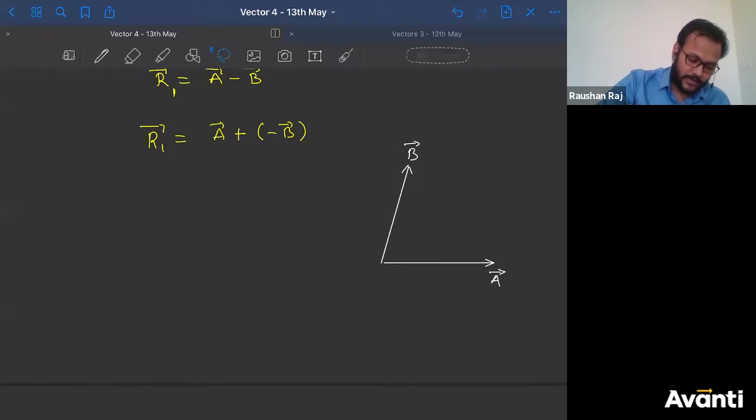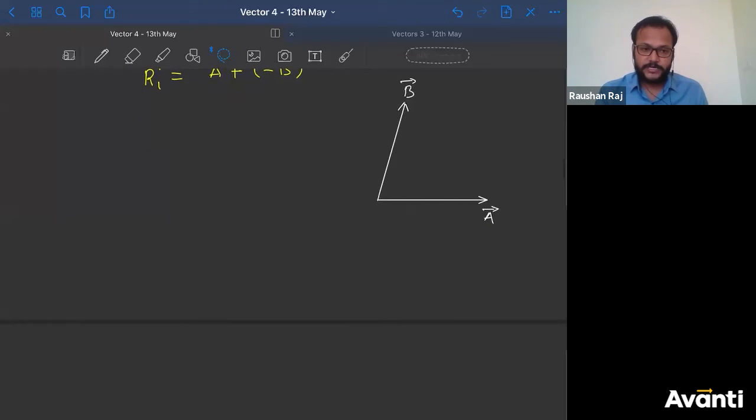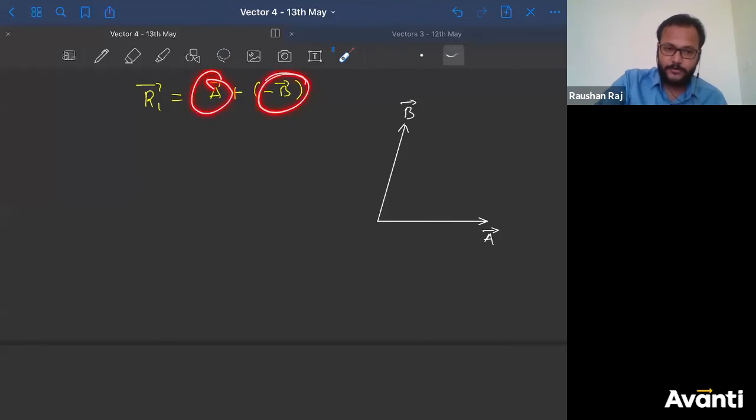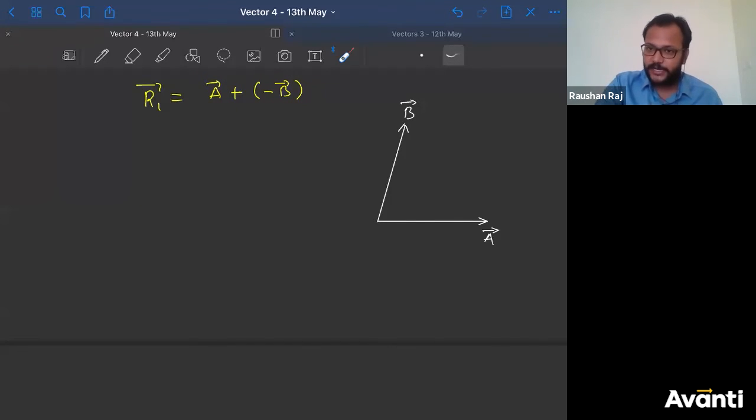How will we do it, sir? I'll say I have taught you addition, so do it yourself. Then you should draw these two vectors in such a way that their tails should coincide. If you are going to add these two vectors, you have to draw them in such a way that their tails should coincide and then draw a parallelogram. Let me draw and show, or the triangle rule of addition will also work.